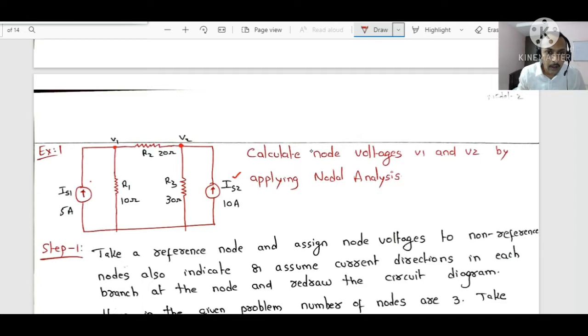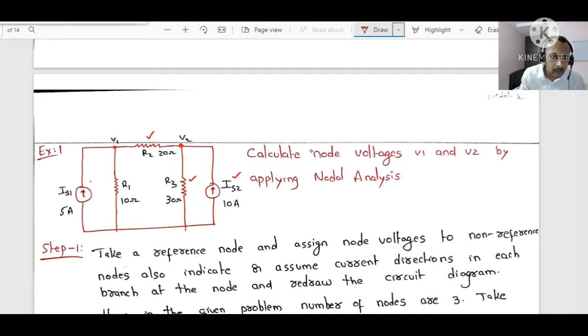IS1, R3 and R2, 3 elements are joined together. This is one more node. Can you identify the third node in this diagram, dear students? Where is the third node?